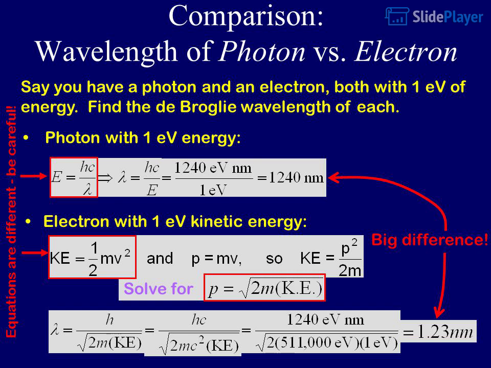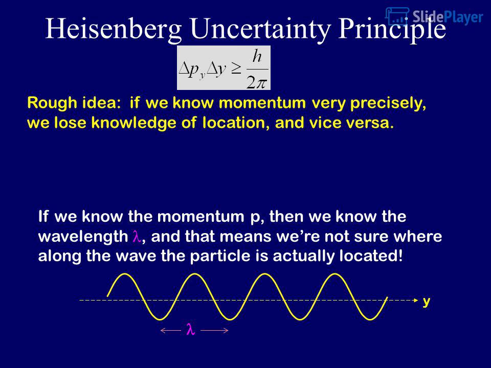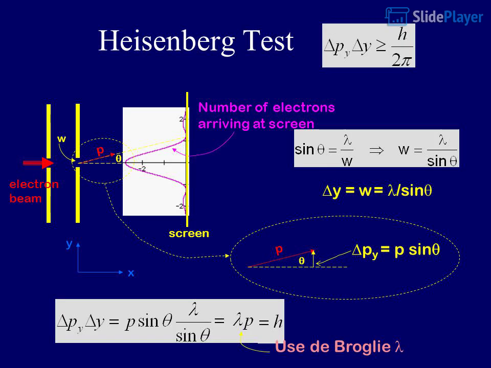Heisenberg uncertainty principle. Rough idea: if we know momentum very precisely, we lose knowledge of location, and vice versa. If we know the momentum p, then we know the wavelength, and that means we're not sure where along the wave the particle is actually located. Use De Broglie's wavelength.